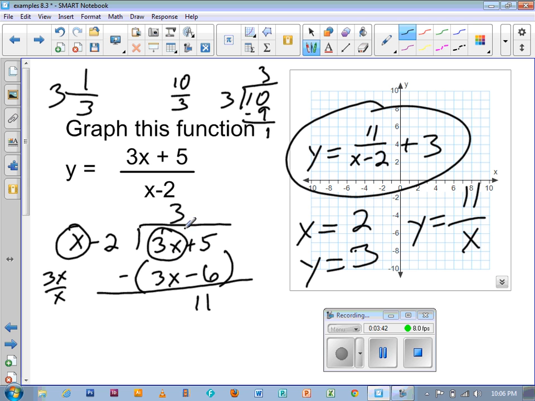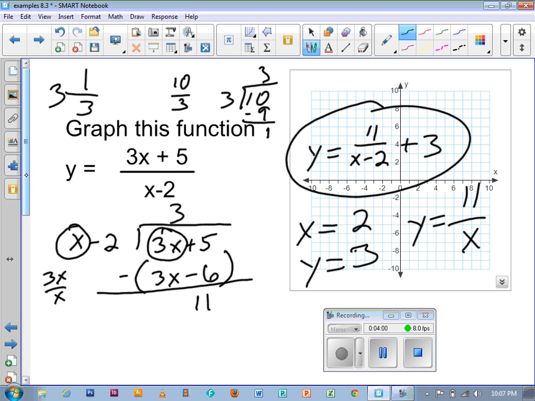3 times x is 3x. 3 times minus 2 is minus 6. Then we subtract. This remainder, 5 minus a negative 6, is 11. Turns out to be the numerator in our fraction. Divisor is x minus 2. And then our whole number gets placed on the right side, so it looks like our equations.